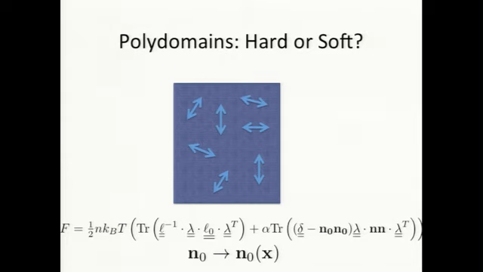So I'm going to use exactly the same energy. I'm basically saying that each domain locally is a very small monodomain. Only this imprinted direction is now a function of space. And that's going to hopefully incentivize the polydomain structure.